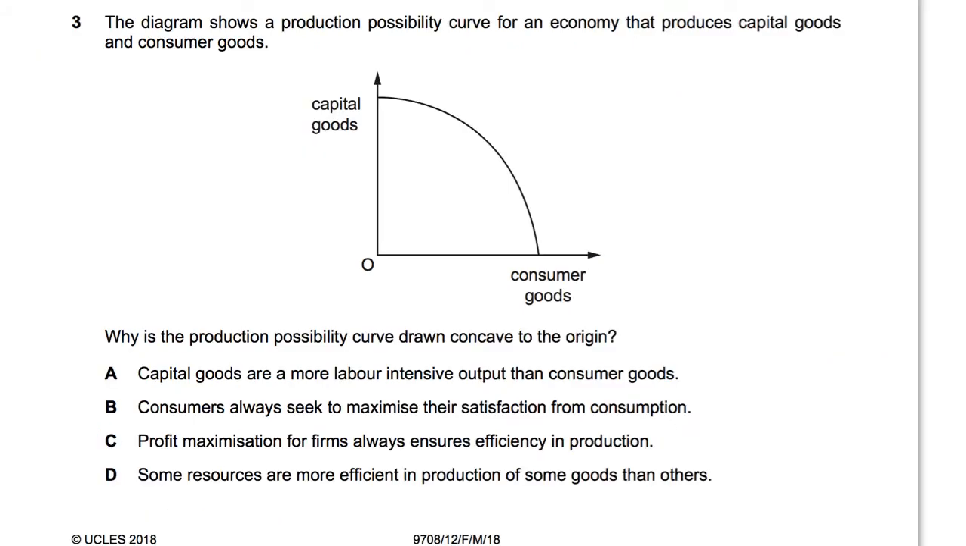The diagram shows the production possibility curve for an economy that produces capital goods and consumer goods. So why is the production possibility curve drawn concave to the origin? A concave to the origin curve, which looks like this rather than a linear curve, has this assumption that there is an increasing opportunity cost, which means that every time I get more of consumer goods for less of capital goods, every time I'm traveling from, let's say, point A towards point B, the sacrifice in terms of capital goods gets bigger and bigger.